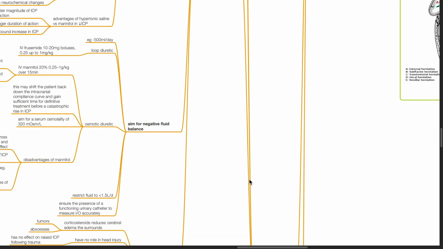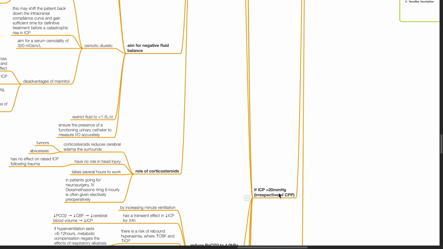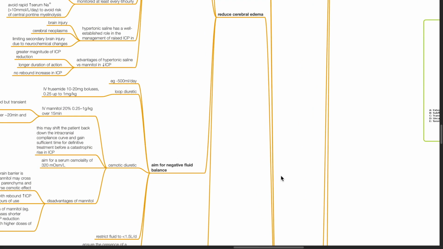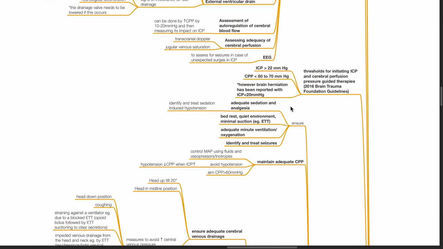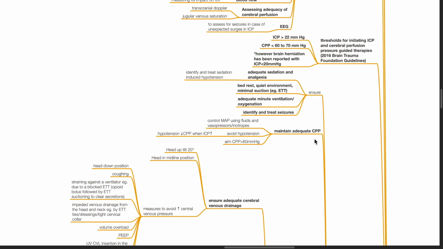If ICP is more than 20 mmHg irrespective of cerebral perfusion pressure, ensure adequate sedation and analgesia. Identify and treat sedation-induced hypotension as well. Adequate bed rest, quiet environment and minimal suction. Adequate minute ventilation and oxygenation. Identify and treat seizures. Maintain adequate cerebral perfusion pressure. Control MAP using fluids, vasopressors, and inotropes. Avoid hypotension and aim CPP of more than 60 mmHg.